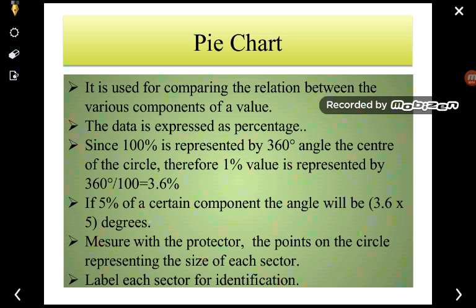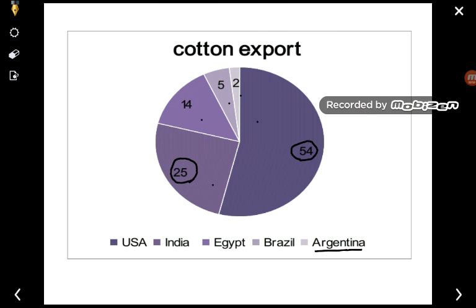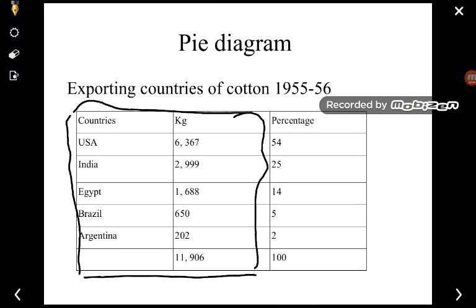Here you can see that, first, this is a table where you can find the exporting countries of cotton from 1955 to 56. The exporting countries of cotton between 1955 and 56 are shown here. USA used to export 6,367 kgs of the cotton.